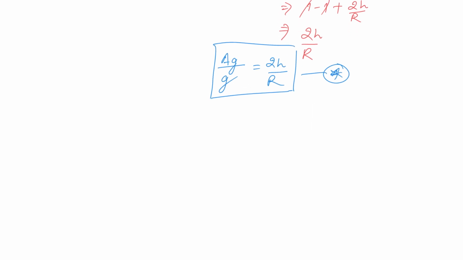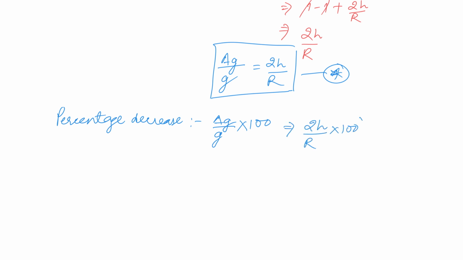Next, percentage decrease. Percentage decrease is nothing but fractional decrease into 100. So this will calculate the percentage. So that will be 2h upon R into 100, and this will be shown in percent.